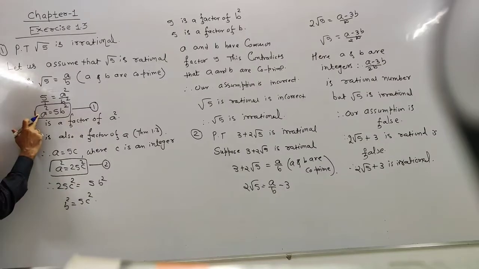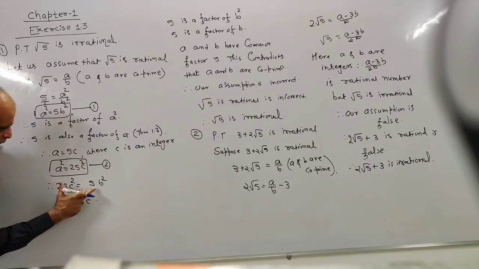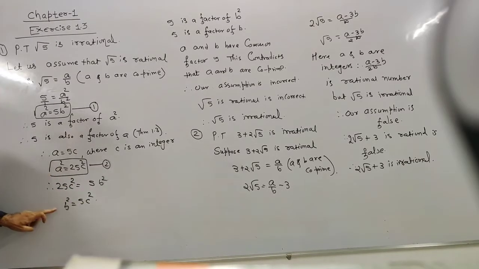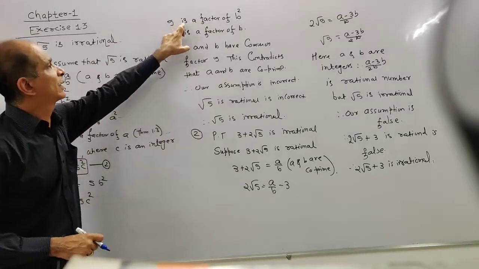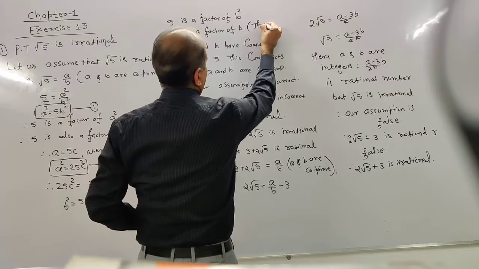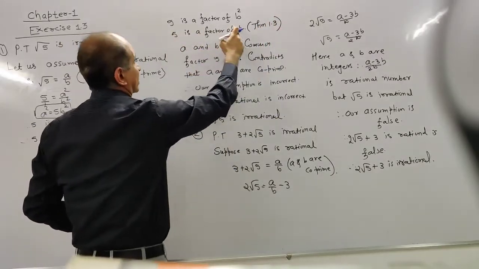Now box number 1 is a square is equal to 5b square. Box number 2 is a square is equal to 25c square. You can compare these two. So we can say 25c square is equal to 5b square. So b square is equal to 25 by 5 c square, meaning b square is equal to 5c square. So you can write 5 is also a factor of b square. So according to theorem number 1.3, we can say 5 is also a factor of b.